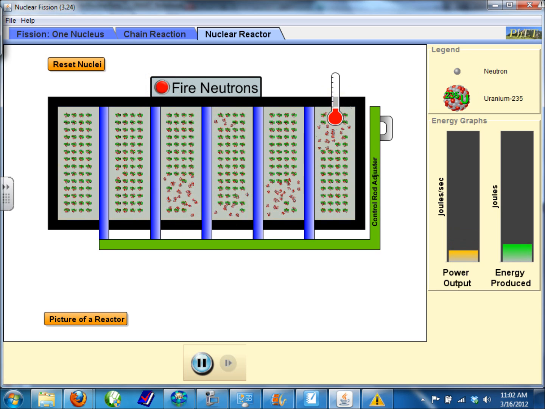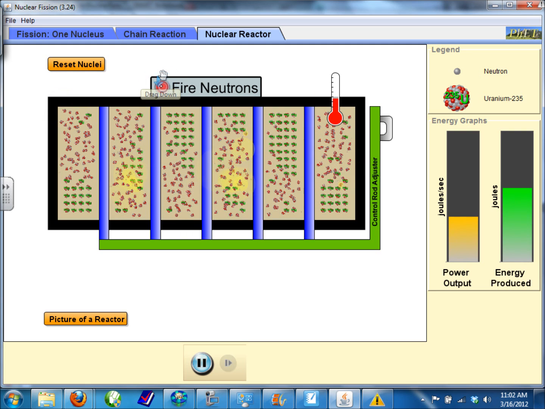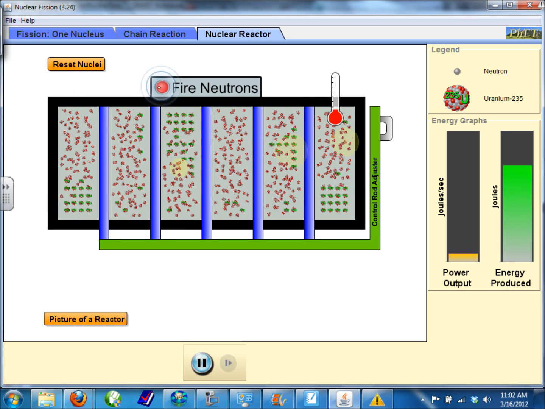Now, if you take a look at the columns on the right-hand side, you're going to see power output and the energy produced. The more often I hit fire on the neutrons, the higher the power output goes, the amount of energy produced, but the temperature also increases as well. And you can see it starts to warm up too much. And this is what happens when we have a nuclear meltdown occurring. This is why reactors have to be cooled at all times.